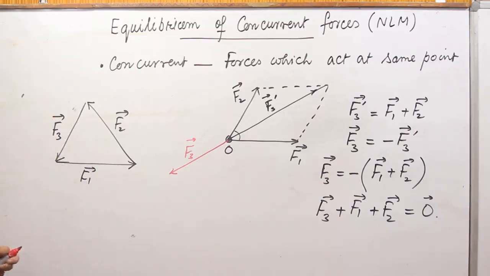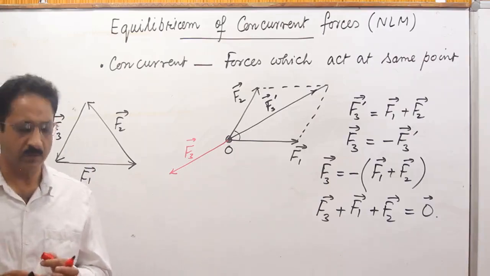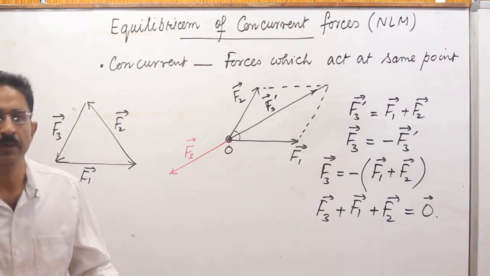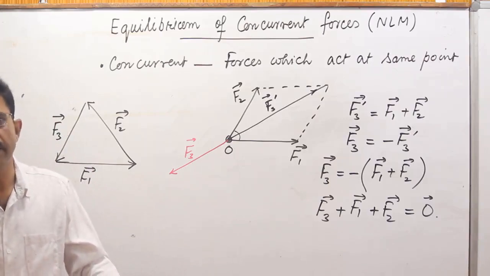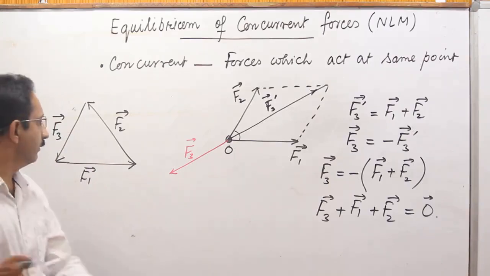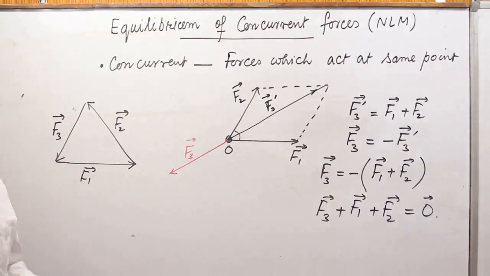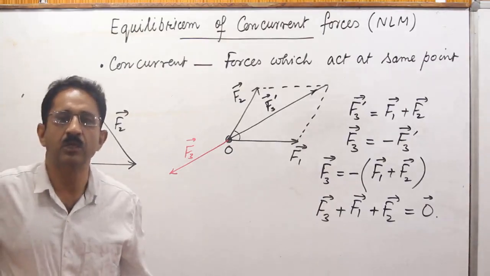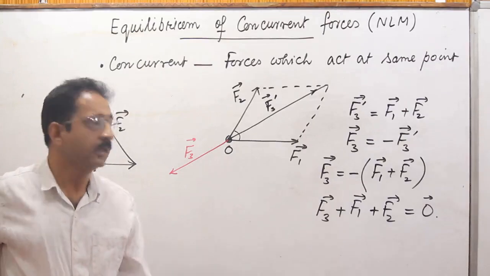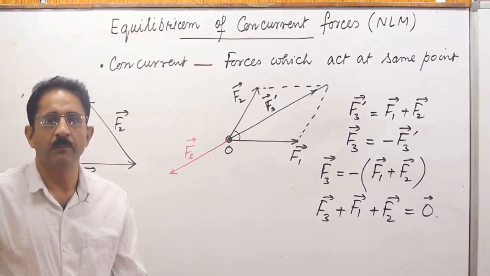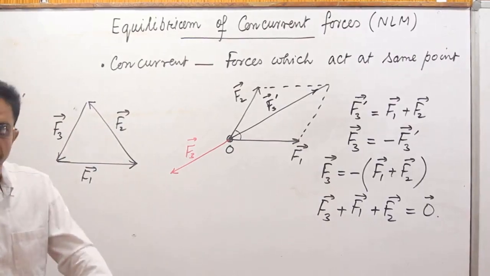Now this triangle is not necessarily an equilateral triangle. It's not compulsory that these three forces should be equal in magnitude. No, they can be unequal in magnitude as well. The angles between them are also not necessarily equal every time. That's only when they are equal in magnitude. So that is one of the possibilities which we can have.